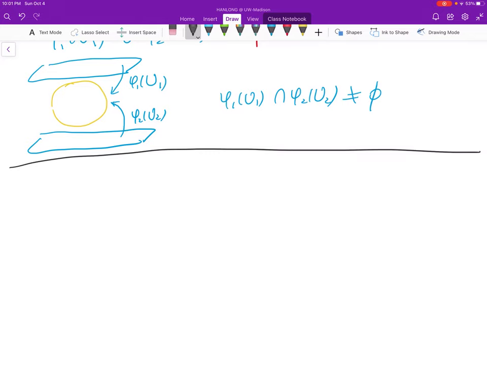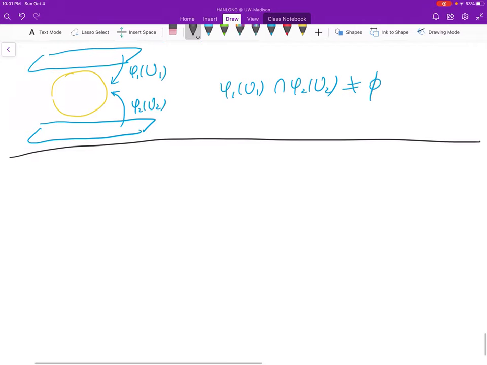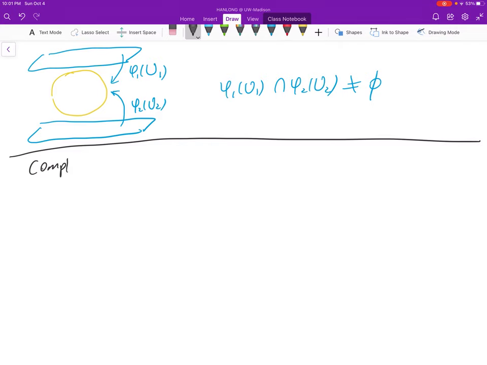So next we introduce the concept of the complex manifold, or complex structure on the sphere.